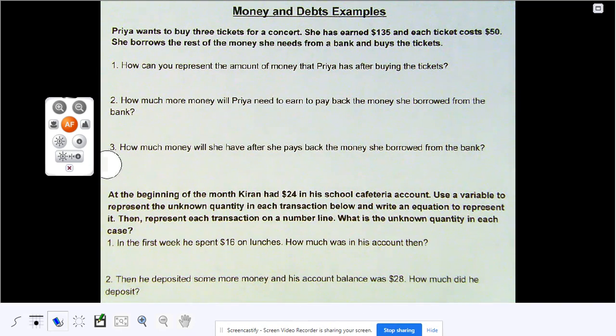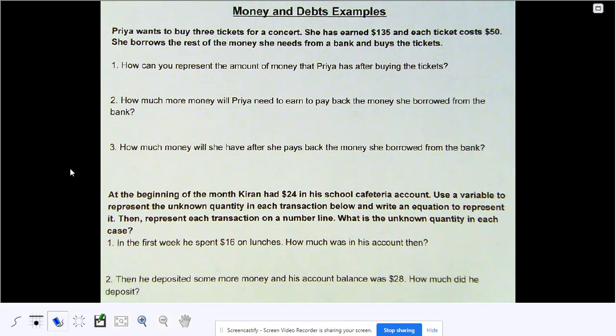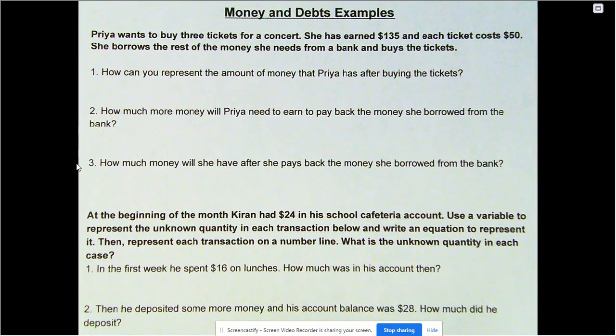Okay, in this video, we are going to relate our negative and positive numbers to money and debt, and we're going to use money and debt examples. So we have Miss Pyra, and she is wanting to buy tickets for a concert. She has earned $135, and each ticket costs $50.